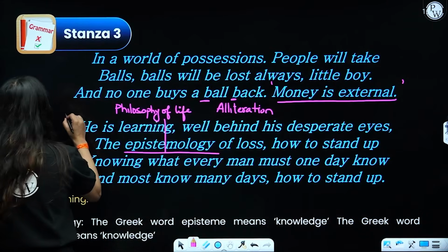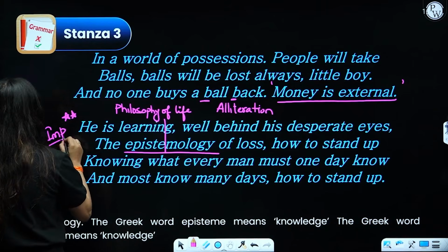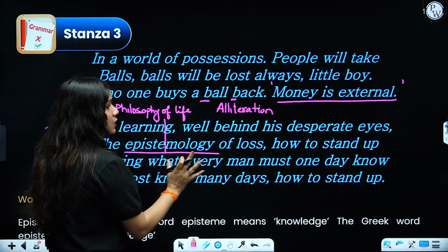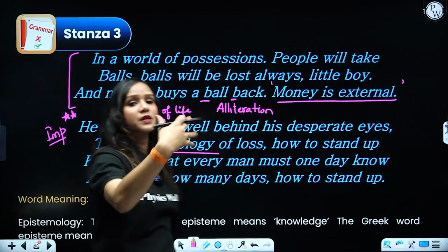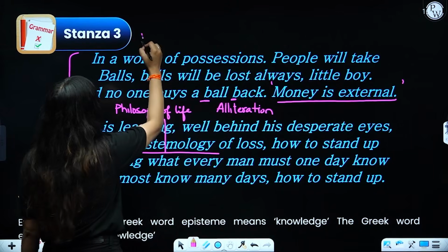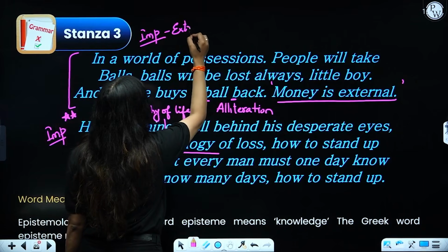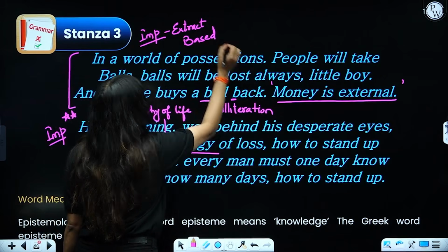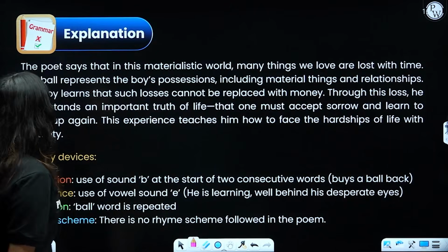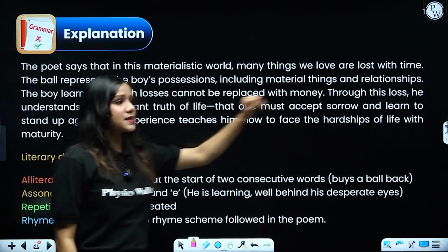So this is a very important stanza, very, very important. Even this was asked in the previous question paper, and this particular stanza was also asked in the previous year question paper in one of those sets. So please keep in mind that this is a very important poem in terms of asking extract based questions. Right? So prepare accordingly.